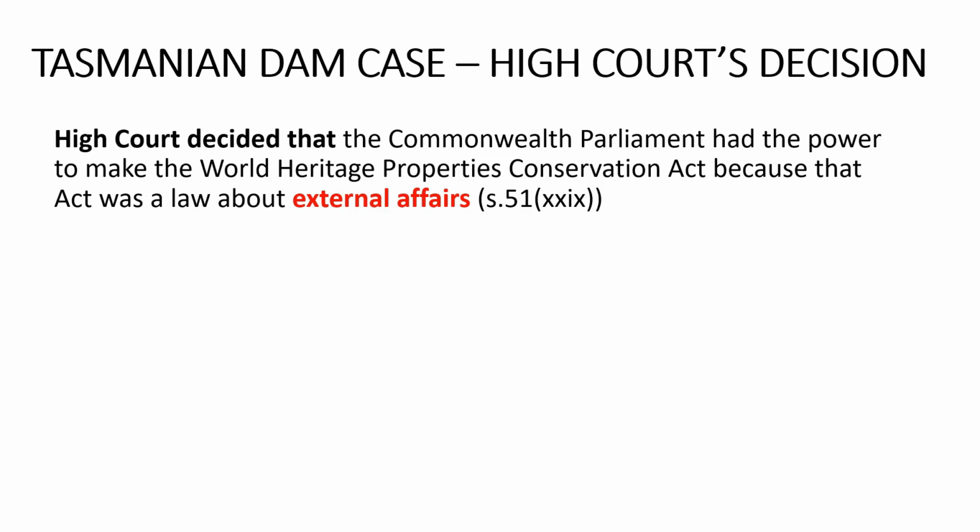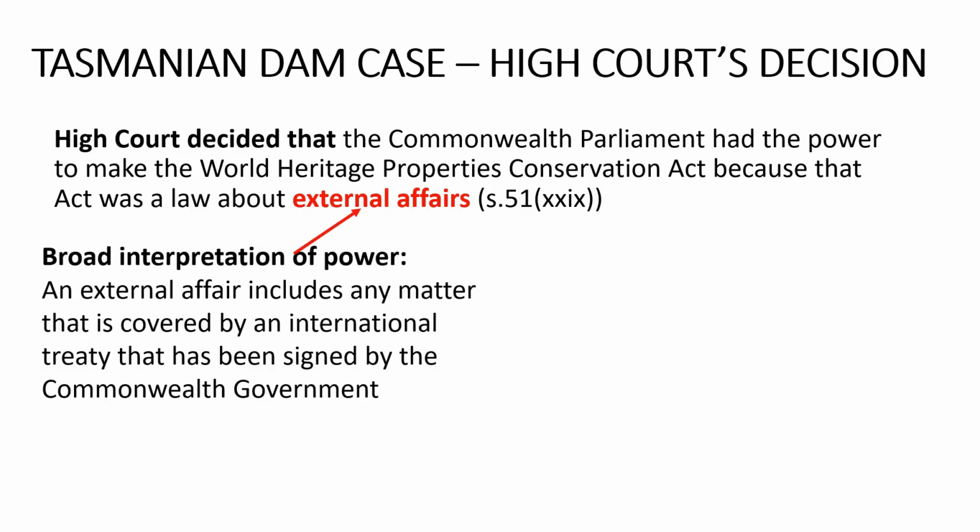The High Court decided that the Commonwealth Parliament did, in fact, have the power to make the World Heritage Properties Conservation Act, because that act was a law about external affairs, and the Commonwealth Parliament had the power to make a law about external affairs because Section 51(29) of the Constitution states that the Commonwealth Parliament can make laws about external affairs. In coming to this decision, the High Court gave a very broad meaning to an external affair. It stated that an external affair includes any matter that is covered by an international treaty that has been signed by the Commonwealth Government.